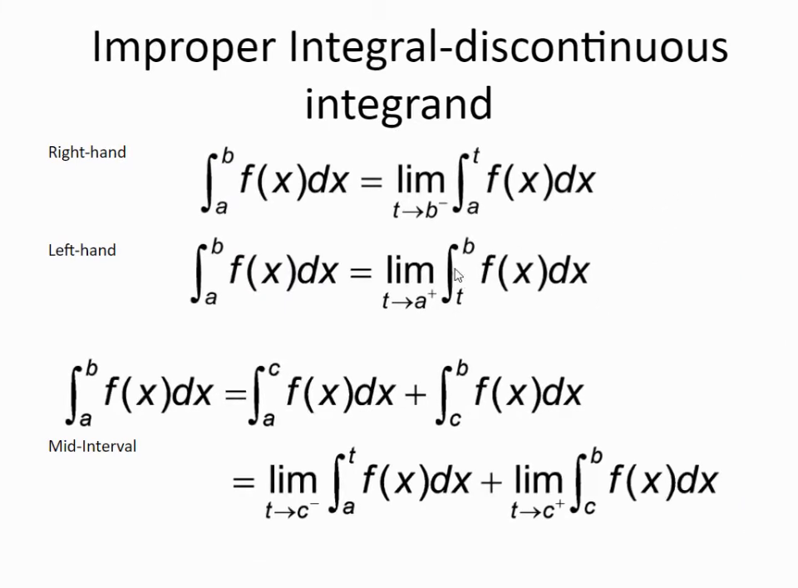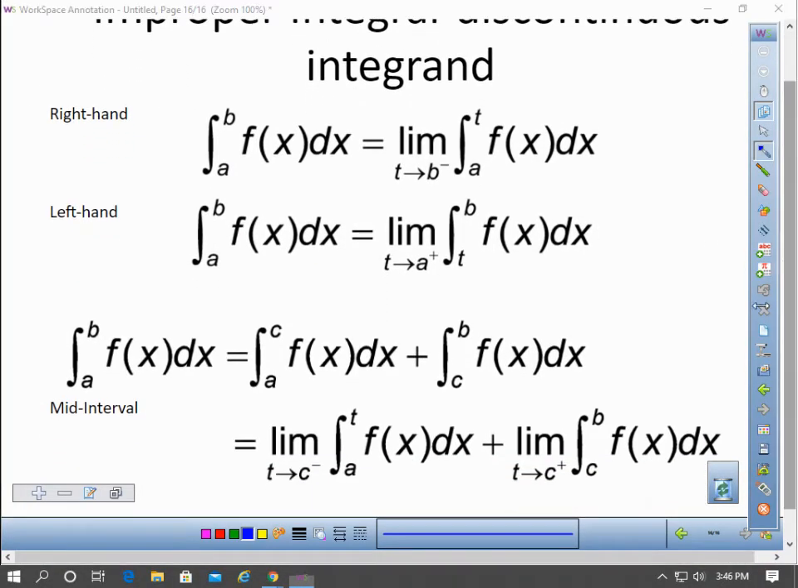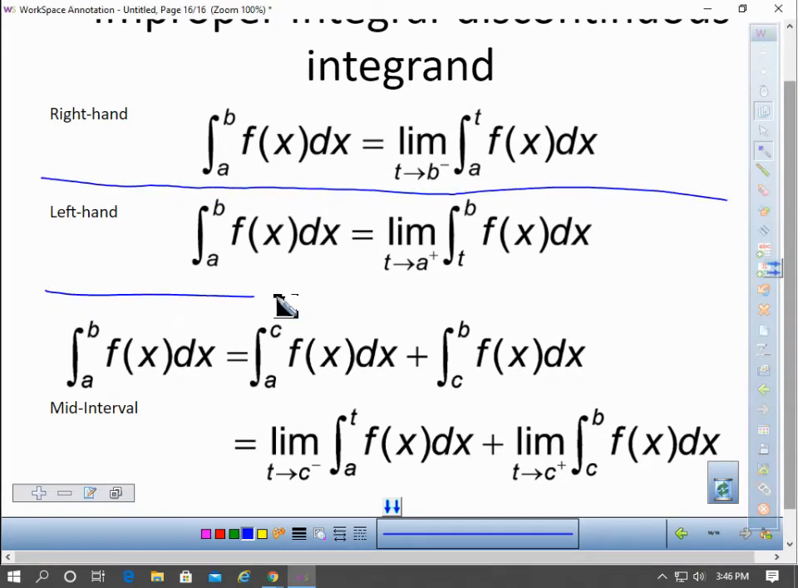So again, these are 3 different things, just like the last time. We've got what's called a right-handed issue, a left-handed issue, and then an issue in the middle, just like the picture I just showed you at the end. All right, so if we have an issue on the right-hand side, so if for some reason at b our function is not continuous at b, then we're going to do a limit and say that t approaches b from the left, because you're approaching b from the left-hand side.